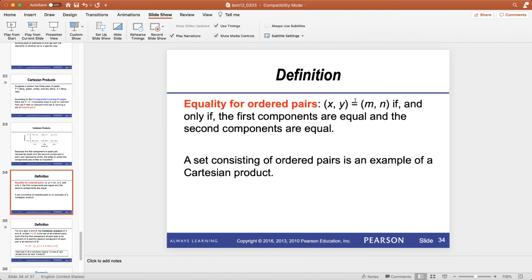Equality for ordered pairs. So (x, y) equals (m, n) if and only if the first components are equal and the second components are equal. So it's very obvious, right? If x is equal to m and y is equal to n, then the 2 ordered pairs are the same ordered pair. You're talking about the same thing, right?